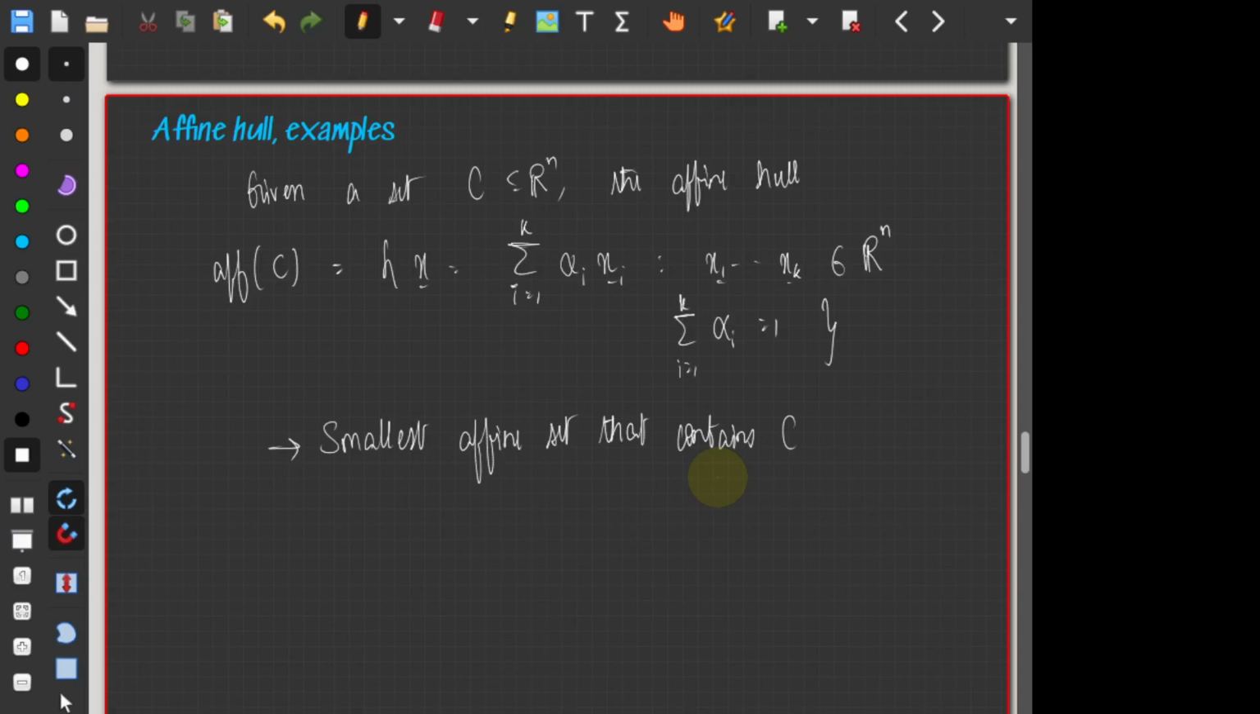right? So the set of all affine combinations of all possible points. If I have only 2 points, then the straight line joining these 2 points should be in the affine hull, and therefore it'll just be a straight line. Now, say I pick a third point. What will happen to the affine hull?